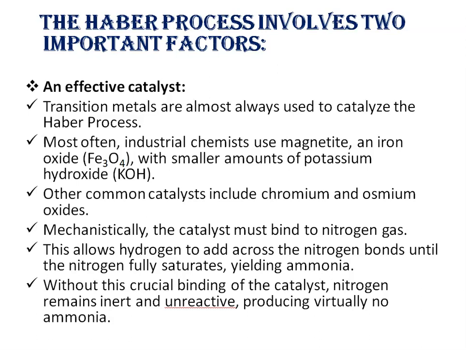First important factor is an effective catalyst, right? Now, what is a catalyst? A catalyst is a substance that speeds up a chemical reaction, right? So here, transition metals are almost always used to catalyze the Haber process. Most often, industrial chemists use magnetite, iron oxide, with smaller amounts of potassium hydroxide, KOH, right? Other common catalysts include chromium and osmium oxide, etc.